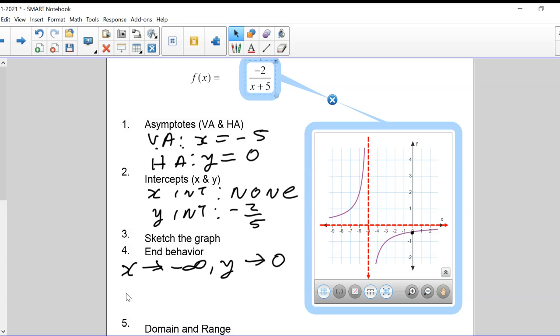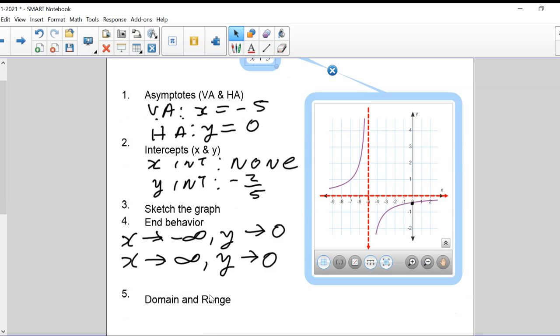And as x, and remember, end behavior comes from both sides. As x approaches positive infinity, what's going on with my y's? It's still 0. Okay, so it seems like this horizontal asymptote tends to tell you what's happening with end behavior. That's something you should write down somewhere, right? The horizontal asymptote does tend to dictate what your end behavior is. All right, let's keep going.